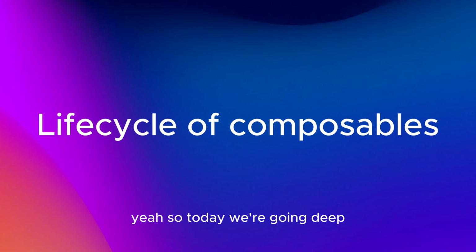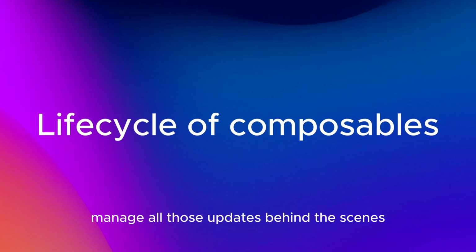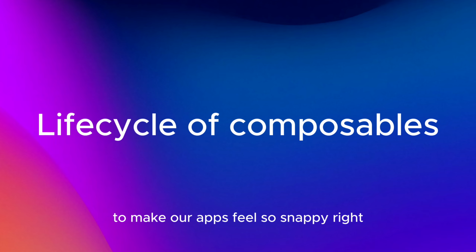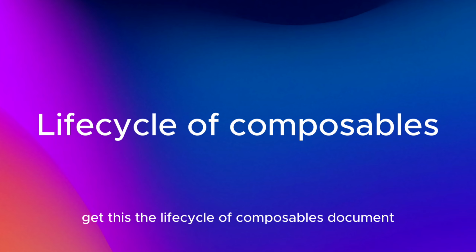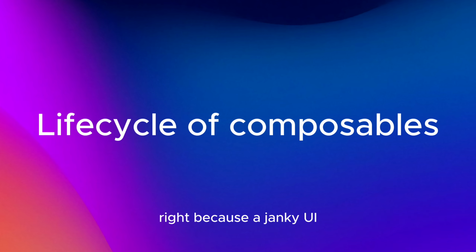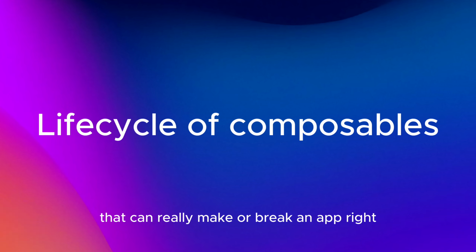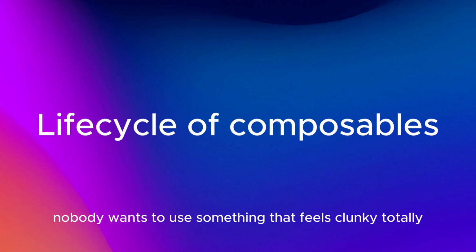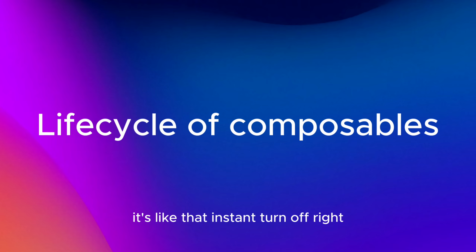So today we're going deep dive into this thing called the lifecycle of composables. Basically, how does Compose manage all those updates behind the scenes to make our apps feel so snappy? Right. And we're diving into this with excerpts from the Lifecycle of Composables document. Okay, perfect. And that's such an important thing to think about, right? Because a janky UI, one that's slow or unresponsive, can really make or break an app. Nobody wants to use something that feels clunky. Totally. It's that instant turn off, like, ugh, this is laggy, and you're gone.